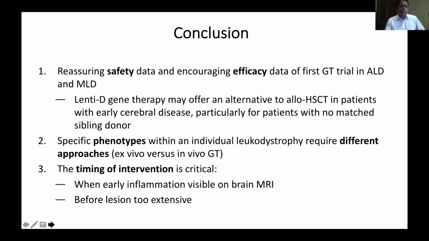So just to conclude, we've shown reassuring safety data, encouraging efficacy data in the first gene therapy trials. We've now arrived at the point of this becoming an approved drug in Europe, and hope that the same will happen here in the US in the coming months. I think it's important to keep in mind that every phenotype of ALD, whether it's cerebral disease or spinal cord disease, requires different approaches. But in either way, the timing of the intervention is critical. You have to treat when early inflammation is visible, but when the lesion is not too advanced.